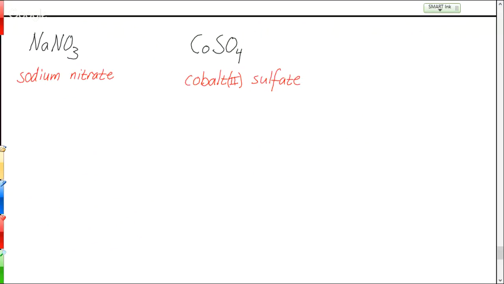Good question. How do you know it was the 2? So we knew it was the 2 because we know that sulfate is SO4 2-. And we know from the formula that there's only one cobalt. But the only way that you could have only one cobalt is if that balances out, is if it had 2+. That's the only way you could get that to balance.